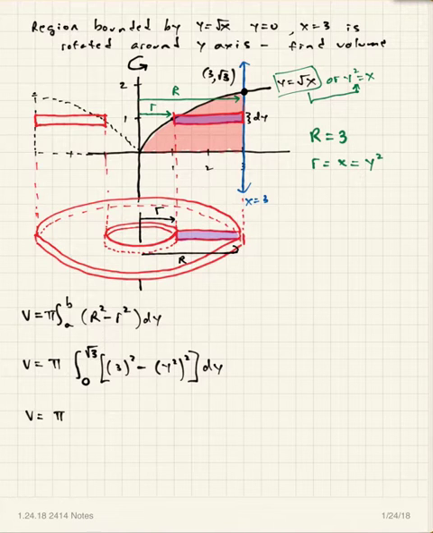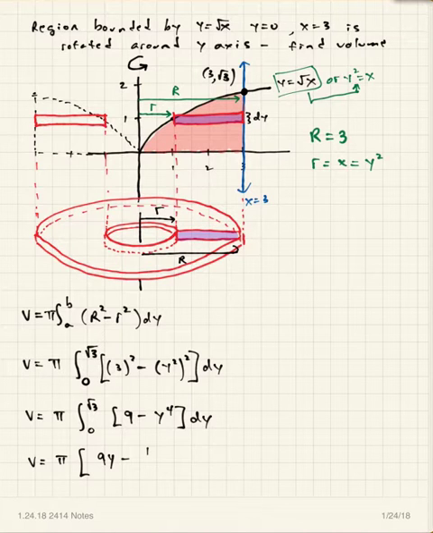So this would be pi times the integral from 0 to the square root of 3 of 9 minus y to the fourth. A pretty simple integral. So don't think that they're always going to be really horrible. Now, sometimes they are going to be horrible, but that doesn't necessarily mean they're always going to be like that. So the volume would be pi times, we write down the antiderivative, 9y minus 1/5 y to the fifth, and the limits of integration would be from 0 to the square root of 3.